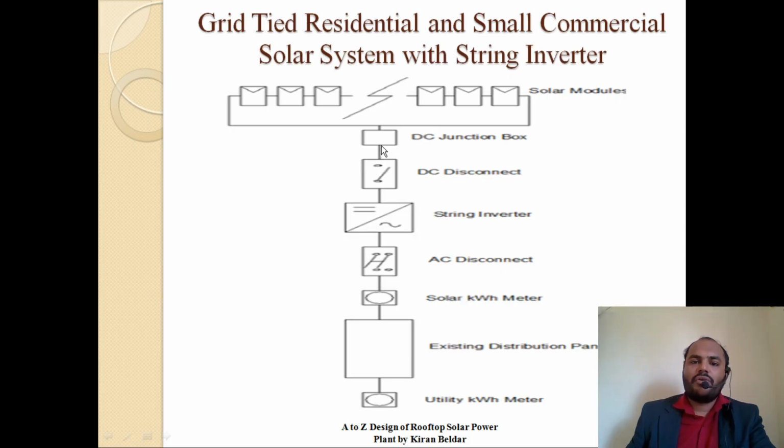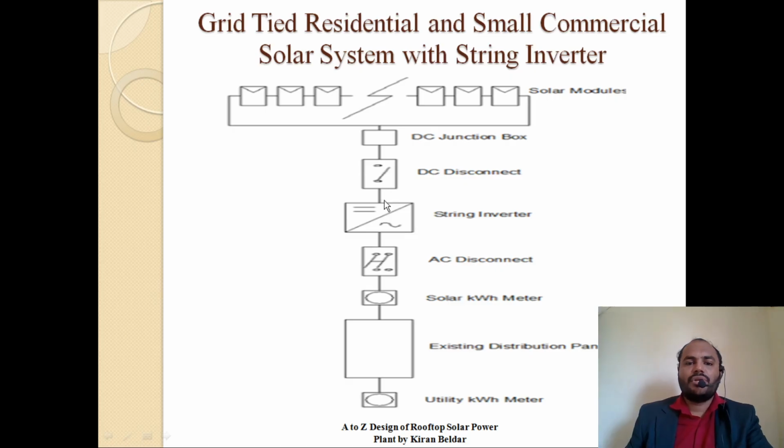Then the connections of the DC junction box are given to the DC disconnect switch. This means that whenever a system fails or any incident happens, at that time we can shut down this solar system by just operating this DC disconnect. Basically, a switch is given at this position. By pushing this switch, we can disconnect this solar system from the rest of the system.